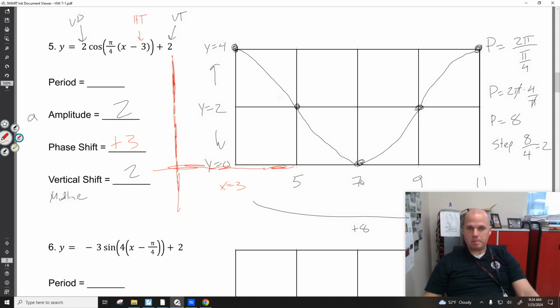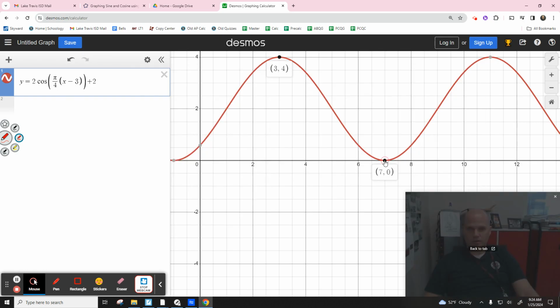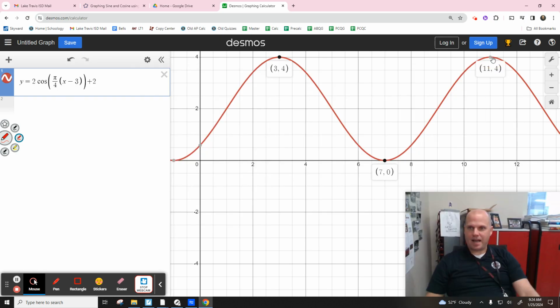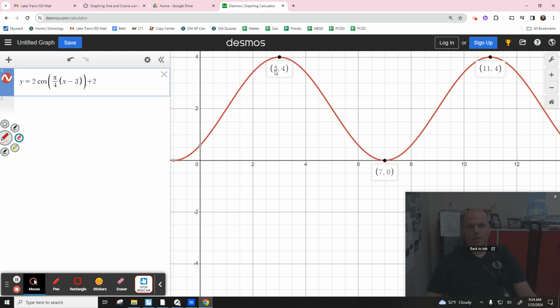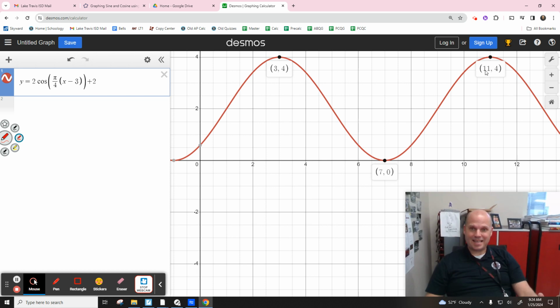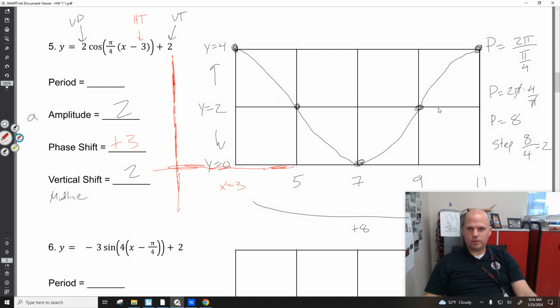I hit a minimum at 7, 0. Bam. I hit a maximum back at 11, 4. My period, 3 to 11, is 8. Cut it in half. Boom. 11 to 3, we get 7. Cut that in half. We get this 5, 2. We get this 9, 2. 5, 2, 9, 2. Hopefully we understand this.